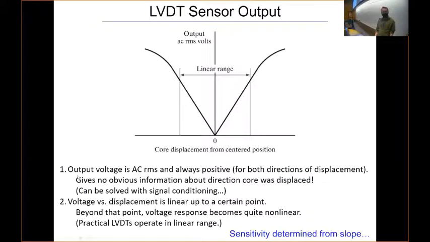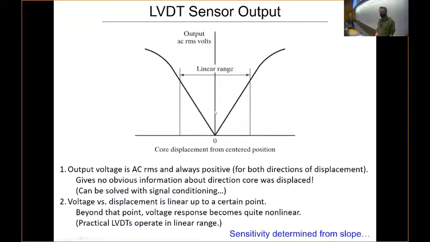So the output voltage is AC RMS and always positive. By RMS, that's what we're doing. We're making it always positive, so for both directions of displacement. So this is what that output's going to look like. If you displace in one direction from center, you're going to get this. If you displace from the other direction, you're going to get this.